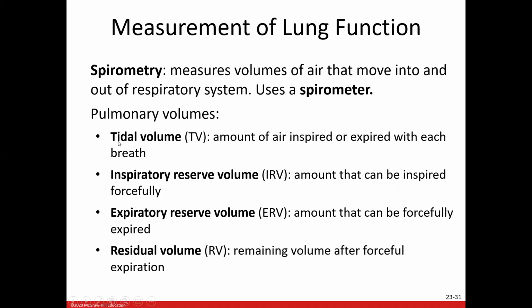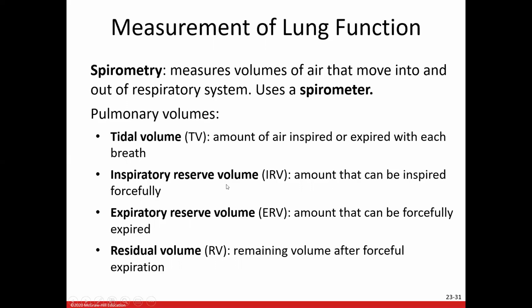Starting at the top, your tidal volume is the volume of air that you can either inspire, take in, or expire, push out with a breath. And we're talking about quiet, at rest breathing. So not undergoing physical stress, not exercising, not undergoing emotional stress, just regular breathing like you're sitting in your chair doing now subconsciously. So that's your tidal volume.